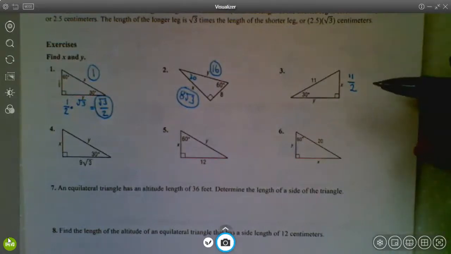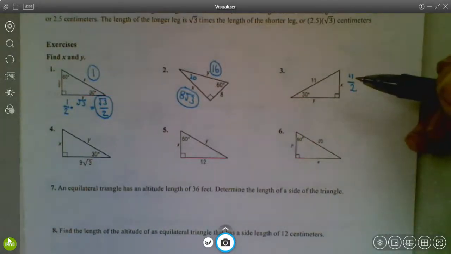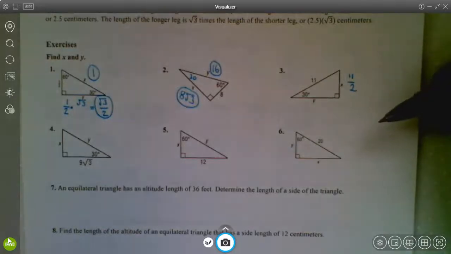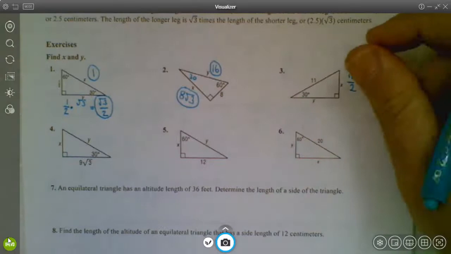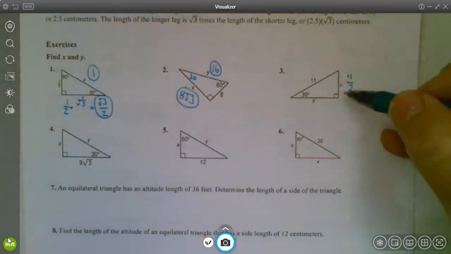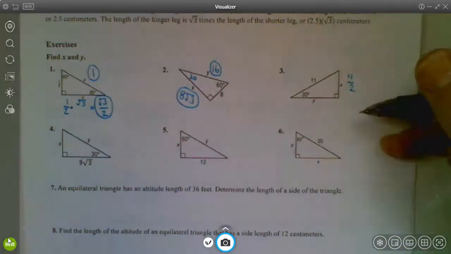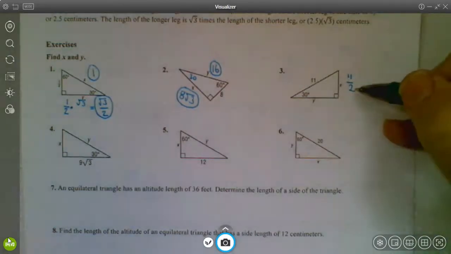Guys, don't write these as decimals. Okay, when we deal with right triangles, and especially special right triangles, you're always going to be asked to leave things as fractions and radicals, not decimals. So be in the habit of leaving things as fractions. If you could reduce this, I definitely would, but obviously I can't reduce 11 over 2. So we're going to leave it as 11 over 2.